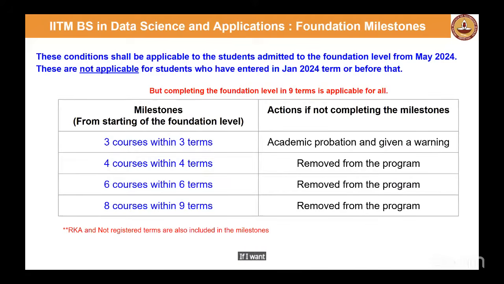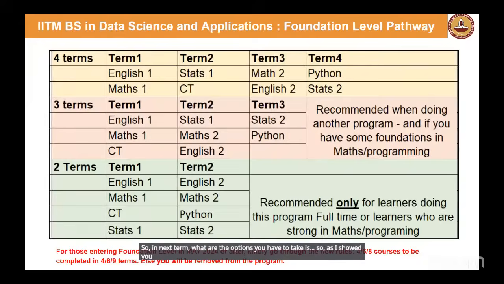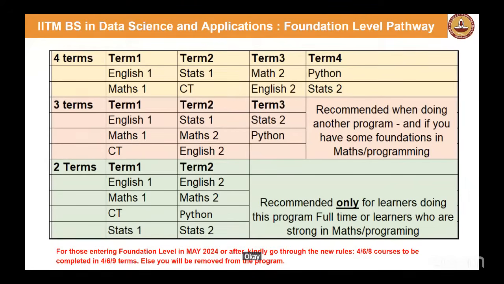Okay, in between I can also take some other courses in any term if I want. See, for instance, you have taken 2 courses this term, maths 1 and stats 1. Say you have passed maths 1 and stats 1. So in the next term, you have options: if you want to take 2 courses, you can take English 1 and CT. Or if you want to load more courses, then you can take maths 2 and stats 2 along. Okay, ma'am. Thank you, ma'am.